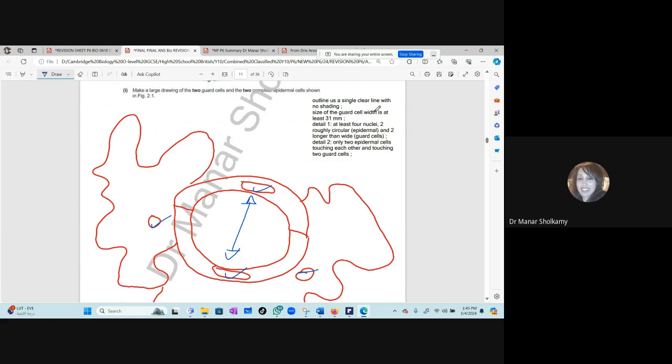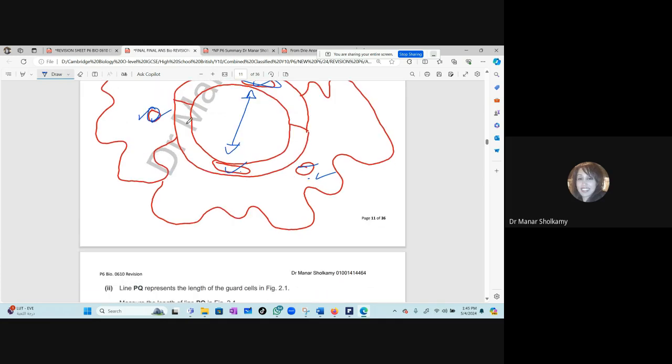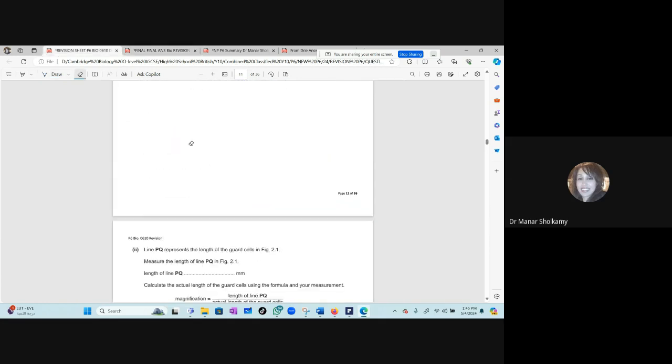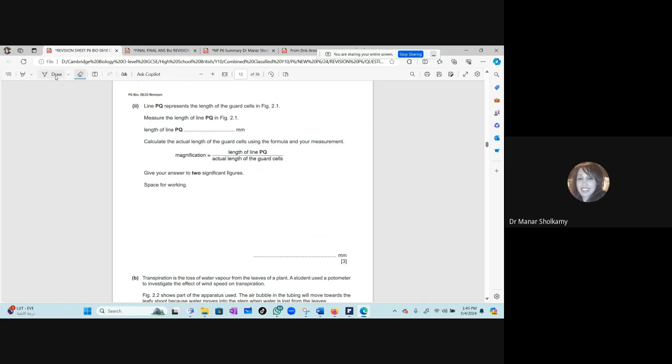Good. So at least 4 nuclei, 2 roughly circular, the epidermal here, 2 circular. So look at the details, they look at the details, and 2 longer than wide, the guard cells. So the guard cells, if you notice, they are longitudinal, but the epidermal cells, the circular. Detail, only 2 epidermal cells touching each other and touching 2 guard cells. So only 2 cells. They said 2 cells, then 2 cells. Don't draw 4. So this is not a nice picture. Practice it, please.